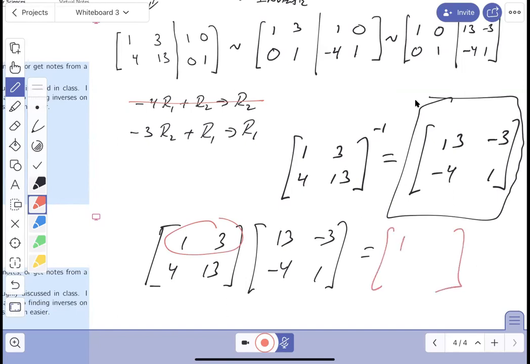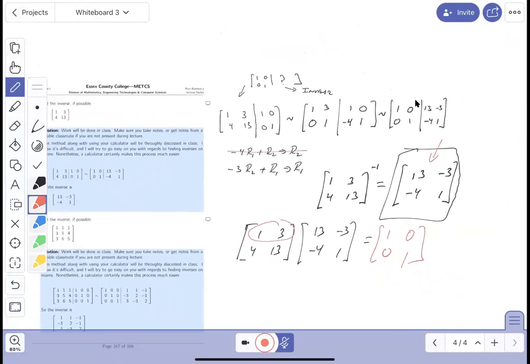And then what do you get? We get minus 3 plus 3. That's 0. That's great news. This is going to be 4 times 13 minus 4 times 13. That's 0. That's pretty easy. And let's see, 4 times minus 3 is minus 12 plus 13 is 1. Bingo. This is definitely the inverse.